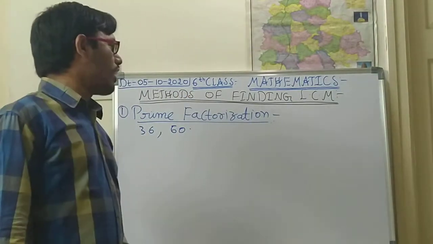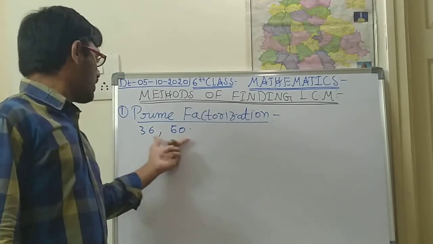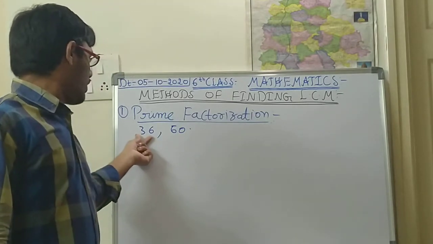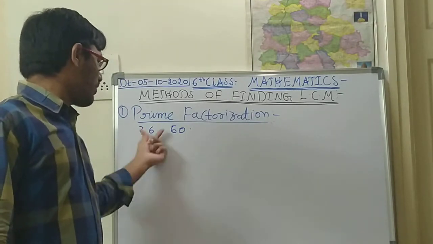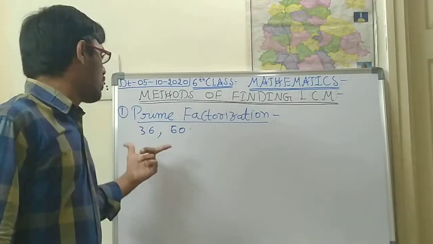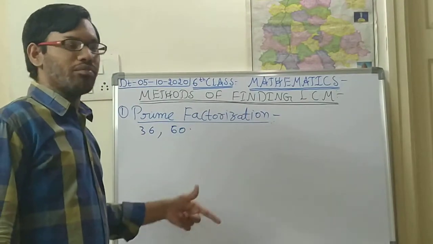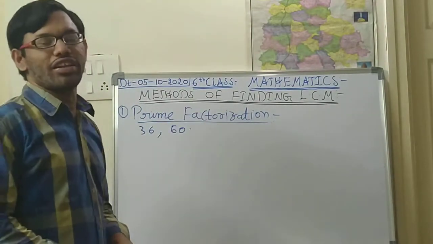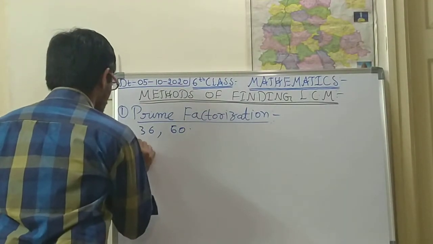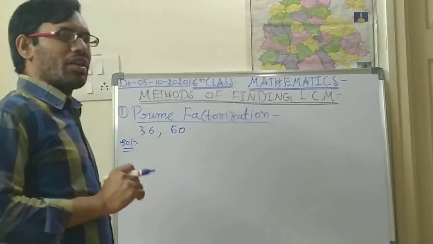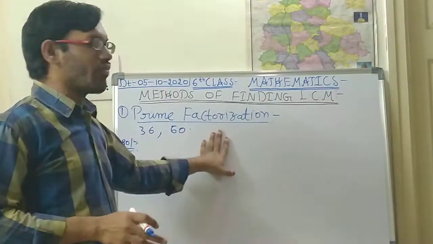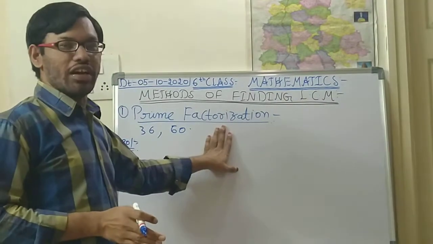To find the LCM of these two numbers, which are above 20, we can't write the multiples of 36 and 60 every time, as it takes a lot of time. So to reduce your time, they invented this prime factorization method. In your question paper they will ask: find the LCM of 36 and 60 with the help of prime factorization method.